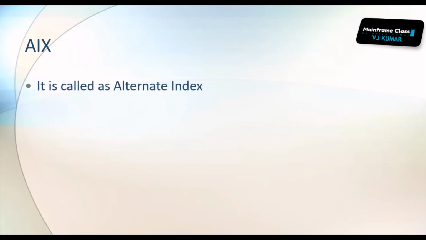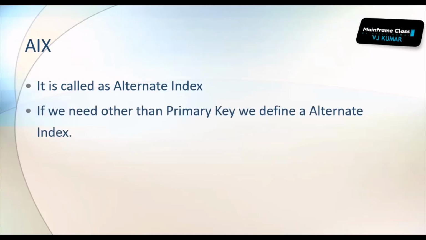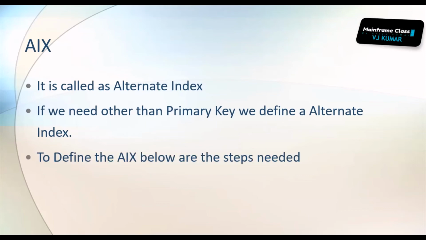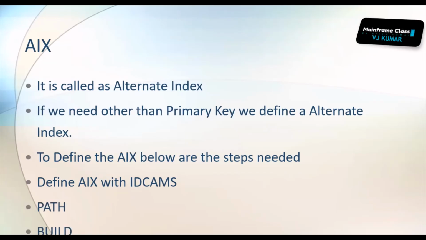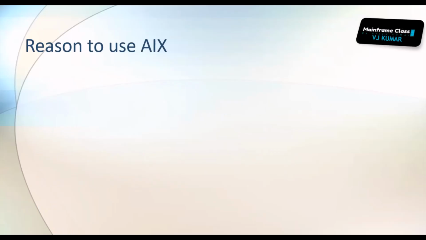So what is AIX? AIX is nothing but what is called an alternate index. If we need a key other than the primary key, then we define an alternate index. To define the AIX, below are the steps we need to do. Define the AIX with IDCAMS, then we need to build a path, and then we have to build the index.